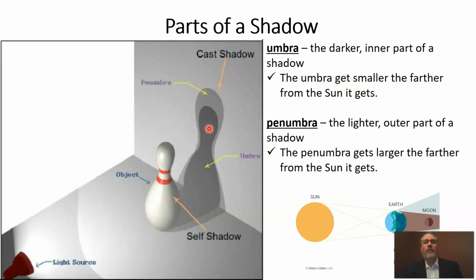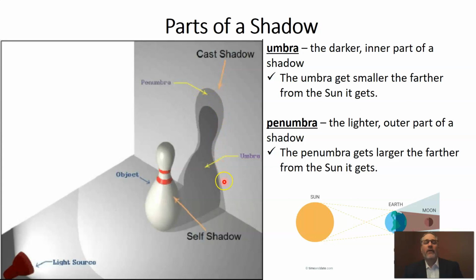So the shadow will get smaller the further it gets from the sun. You can kind of see that down here in this diagram. So here is an example. Here's our sun, our earth, our moon, and this reddish part in here, this is showing us the umbra. Notice how it's like a cone. It's getting smaller, okay? The other part of the shadow is something called a penumbra.